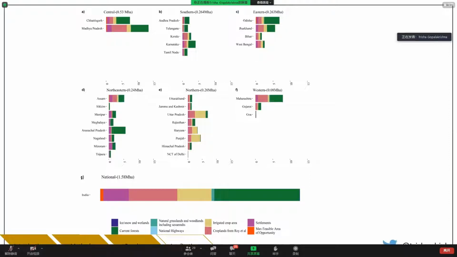So the different regions are arranged from left to right in decreasing amount of area of opportunity. The central Indian states have the highest area of opportunity of 500,000 hectares, while the western Indian states have the least. And within each region, the states are arranged from top to bottom in decreasing amount of area of opportunity. So the state of Chhattisgarh in central India has the highest area of opportunity for forest restoration, while the state of Goa in the western Indian states has the least.